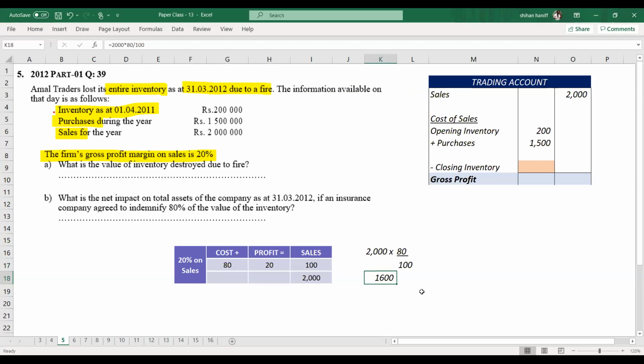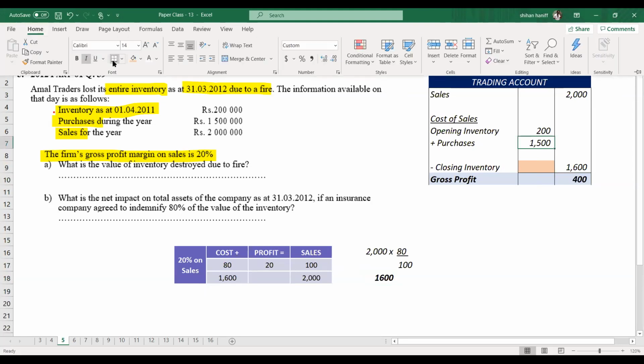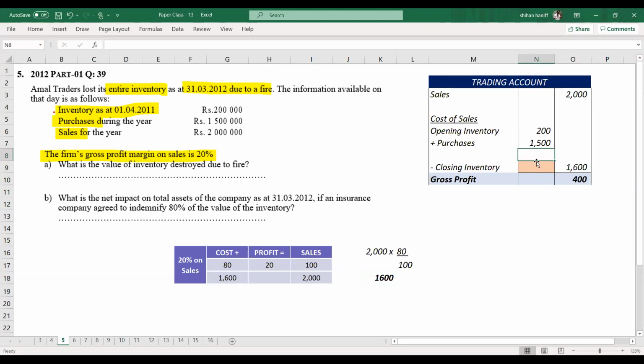So the cost is 1600. Cost of sales is 1600. Gross profit is 400. Right. Now let's calculate the closing stock.